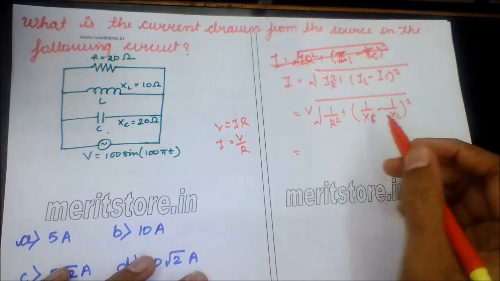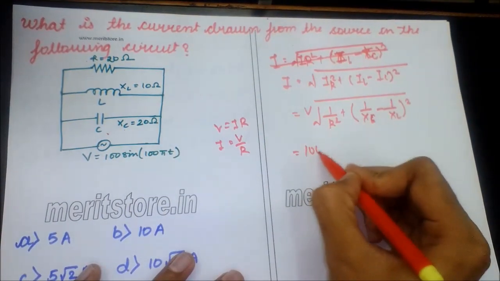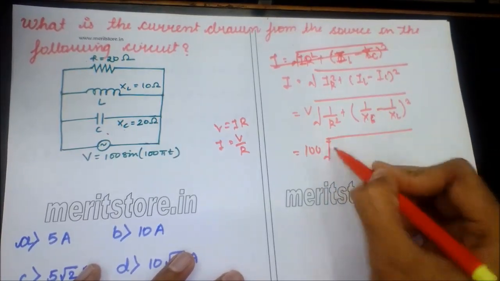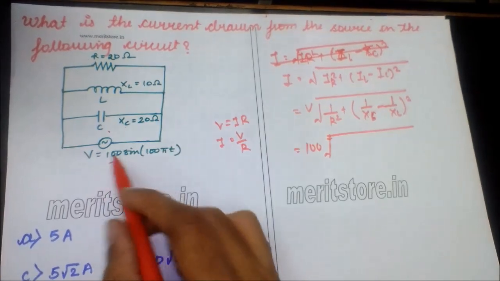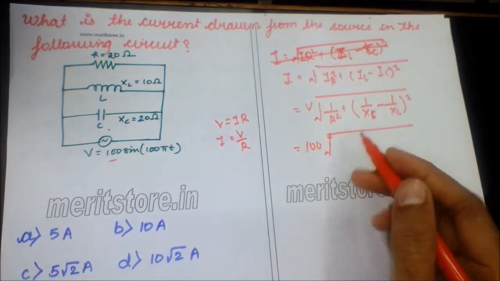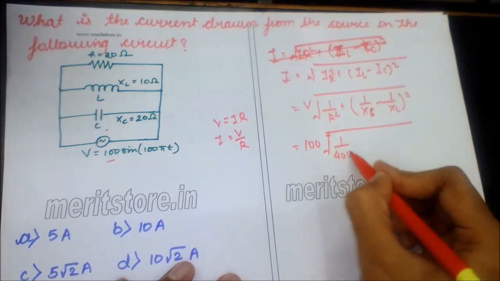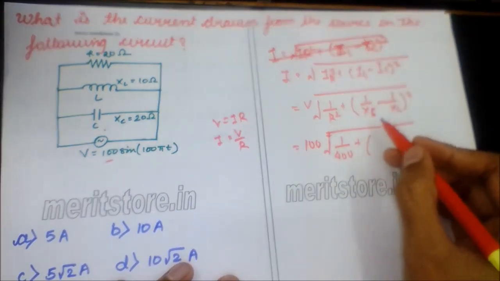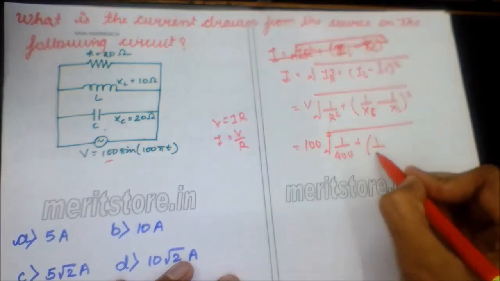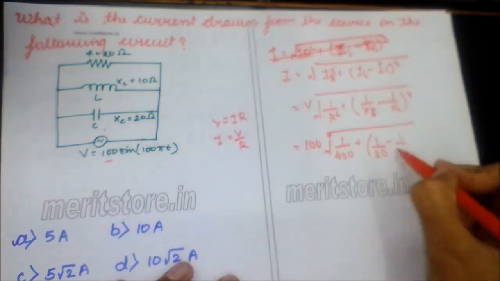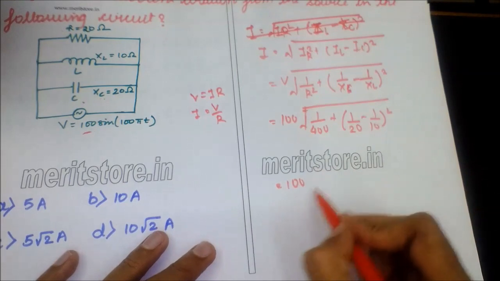Next, the voltage which is given is 100. If we don't know, it is V equals V0 sine omega t, and V0 is equal to 100. So we have 100 volt here. 1 upon R, that is 220 square, gives you 400, plus 1 upon XC, which is for the capacitance, 1 upon 20 minus 1 upon 10, the whole square.